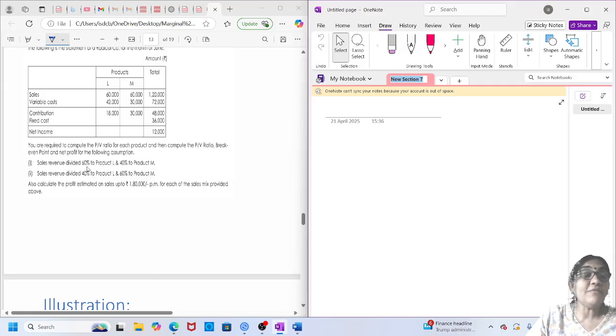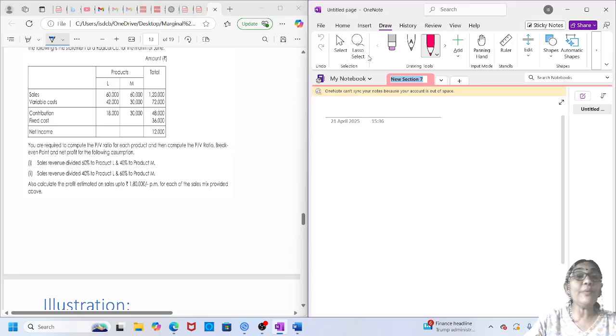Sales revenue is divided as 60% of product L and 40% to product M. Sales revenue divided 40% to product L and 60% to product M. Also calculate the profit estimated on sales up to 1,80,000 per month for each of the sales mix provided above. Now till now we've been looking at only one product. Now there are two products. So here, how do we calculate the BEP or the PV ratio?